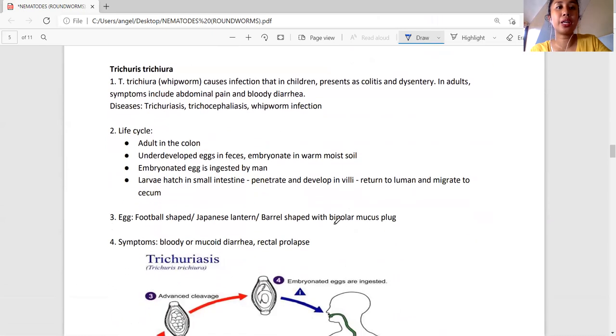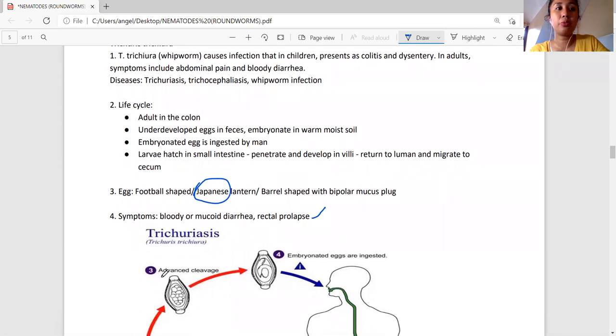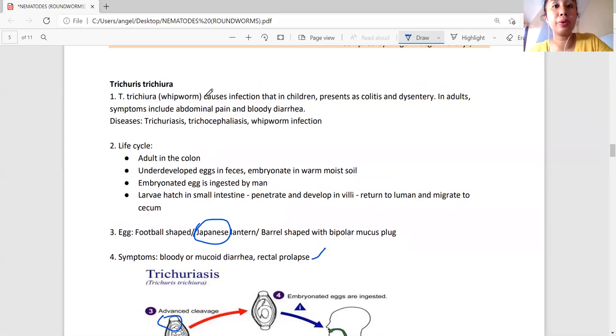Here, Trichuris trichiura, class: rectal prolapse. The rectum could fail to maintain its position, so it collapses. There is bloody or mucoid diarrhea. Trichuris trichiura, Japanese lantern, is barrel-shaped with bipolar mucus plugs. Barrel shape or football shape or Japanese lantern. That is the appearance of Trichuris trichiura, or whipworm.